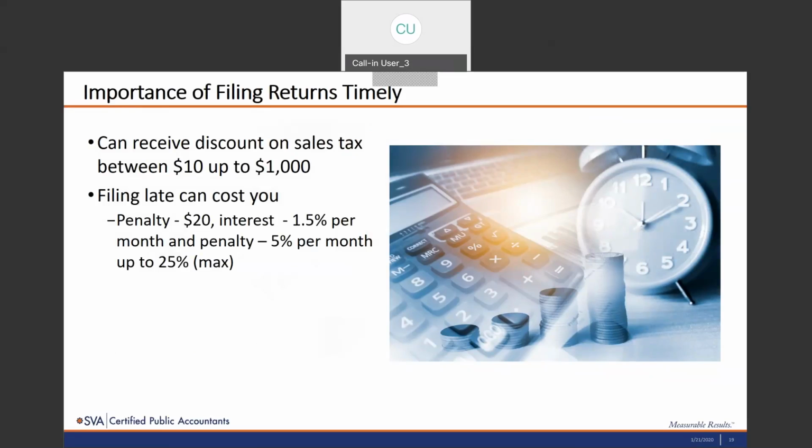And then filing late can also be really expensive. Not only are you giving up that discount, but there's a $20 penalty for filing late. They're also going to tack on interest of 1.5% every month that your payment's late. And there'll also be a penalty of 5% of your balance due for filing late every time. So it gets really expensive not to be on top of how often you need to file and make sure you're filing timely.